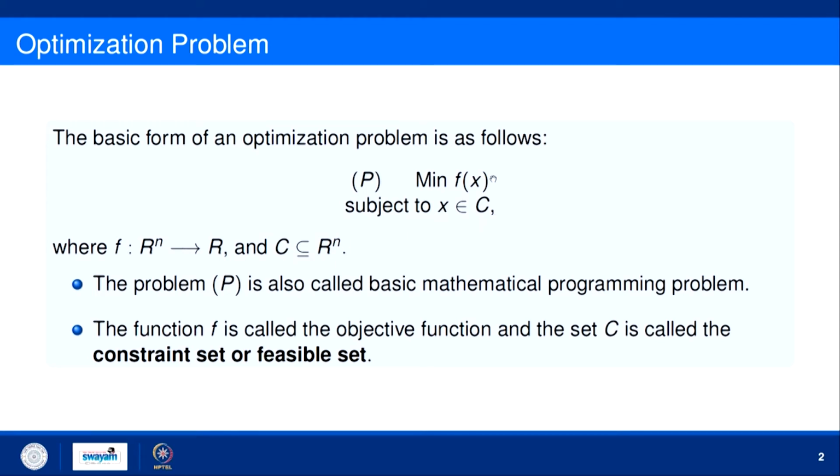This problem is called the basic mathematical programming problem or basic optimization model, in which we have to minimize. Similarly, one has to maximize also. So it is a minimization of f subject to x belongs to C. The function f is called the objective function, which you have to maximize or minimize, and the set C is called the constraint set or feasible set.